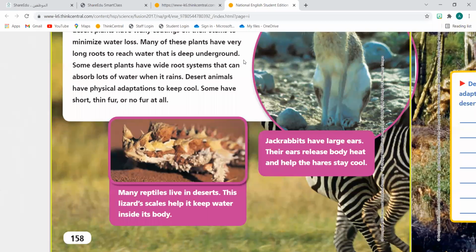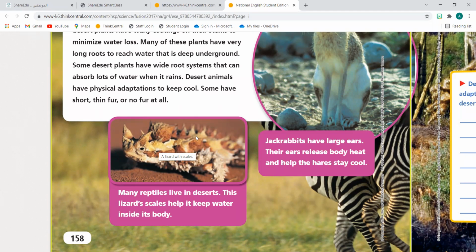What about this animal over here? It looks like a reptile. Where does a reptile live? In the desert. Okay, very good. What about the scales, the body part of it? The scales are like a rock. They help it keep water inside the body. This is why scales are very important for lizards and reptiles.